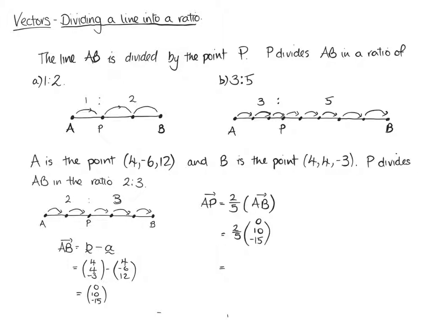Right, so 0 divided by 5 is 0, times that by 2, we still get 0. And then 10 divided by 5 is 2, times by 2 is 4. Okay, and then minus 15 divided by 5 is minus 3, times that by 2, we get minus 6. Okay, so we've got A to P.